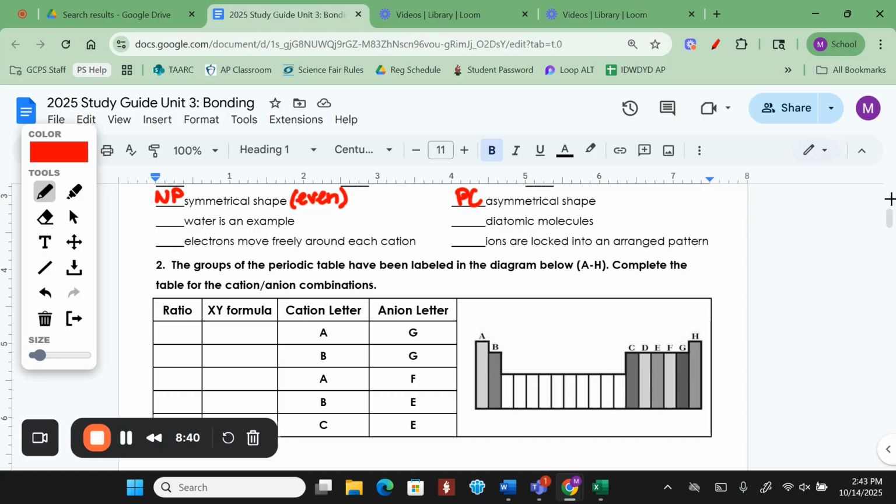Water is an example. So water is H2O. That is going to be made up of two nonmetals, H and O. And since they are different from each other, then that's going to represent a polar covalent bond.